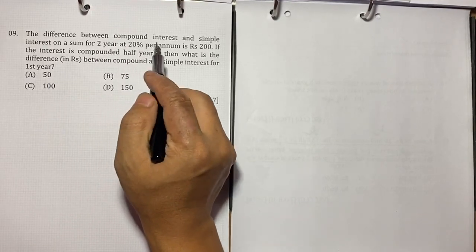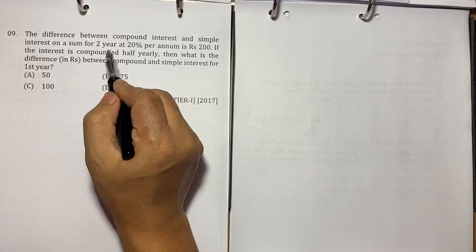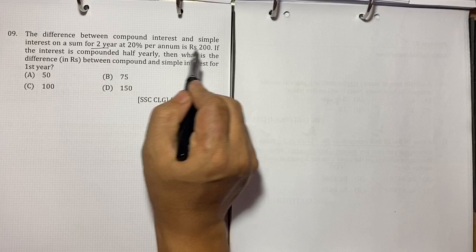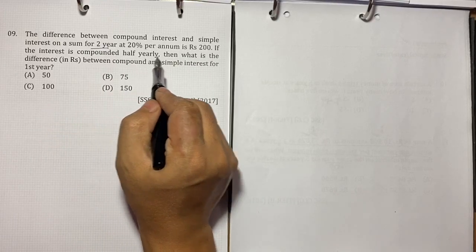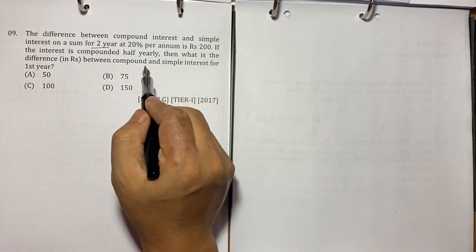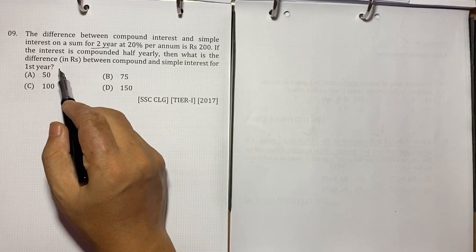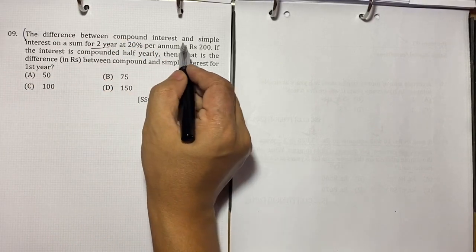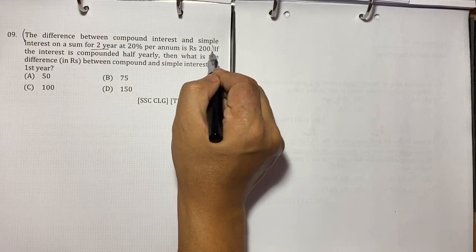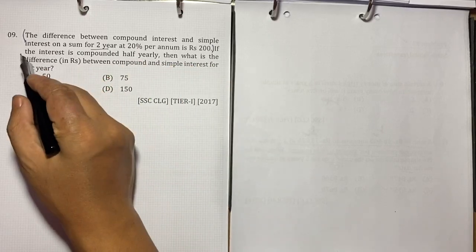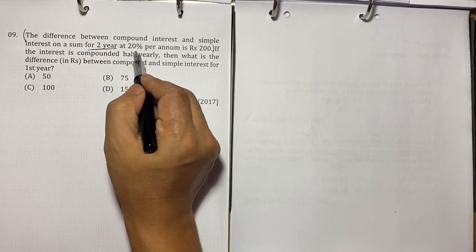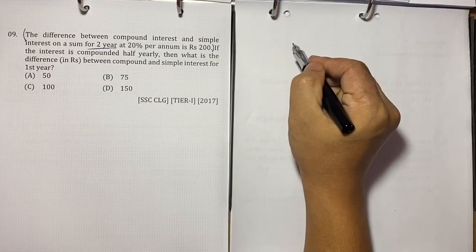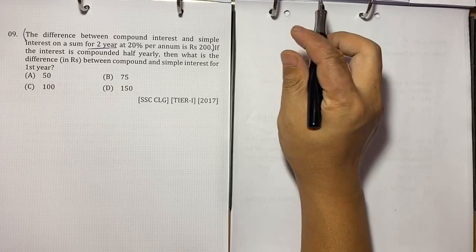The difference between compound interest and simple interest on a sum for 2 years at 20% per annum is this. If the interest is compounded half yearly, then what is the difference between compound and simple interest for 1 year? A problem with 2 parts. This is the first part: the difference between compound interest and simple interest on a sum for 2 years at 20% per annum is rupees 200.